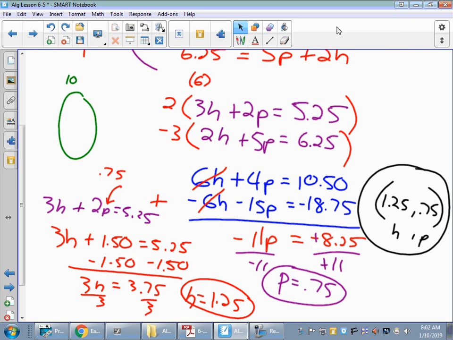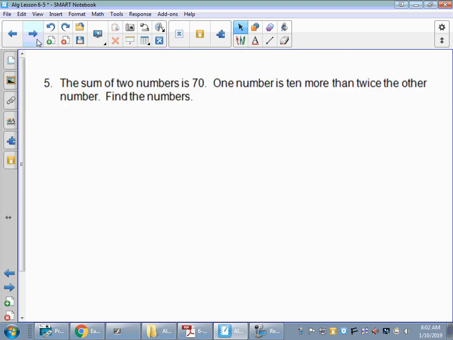Decimals are not the easiest to work with, but when you think about it in terms of money, it's actually pretty nice, $1.25 and 75 cents. Okay. Let's try one more here, just because we see these numbers quite a bit. The sum of two numbers is 70. One number is 10 more than twice the other number, so find the numbers.